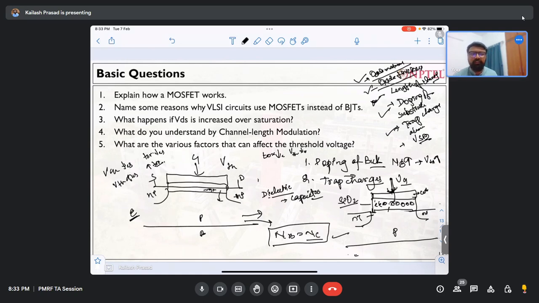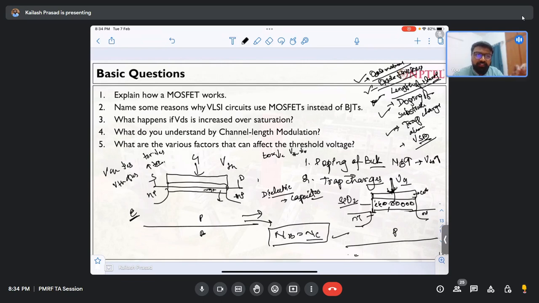So that's the answer. Now we have two things: one is body bias, and the other is the length of the channel. Understanding this is a bit complex, so in the next class I will show you the exact waveform of how the threshold voltage changes with length and body bias. Body bias is simple; I think everybody can answer that.